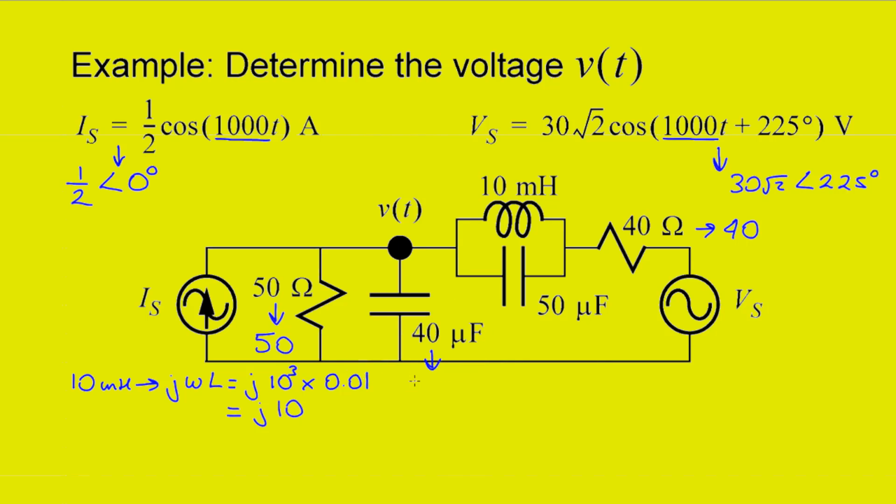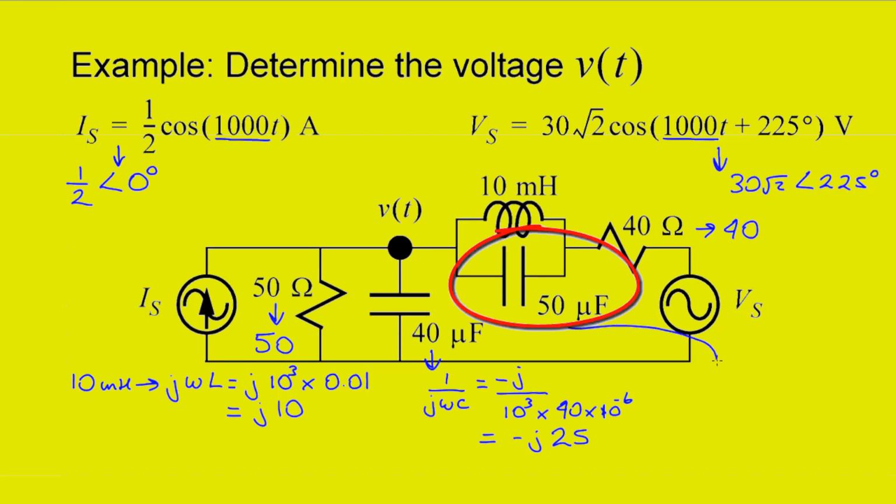Taking the 40 microfarad capacitor now, it will transform into 1 over jωC. Now remember, 1 over j gives us a minus j on top, divided by ω, which is 1,000, or 10 to the 3, times our capacitor value, 40 microfarads, or 40 times 10 to the minus 6, and that works out to minus j25.